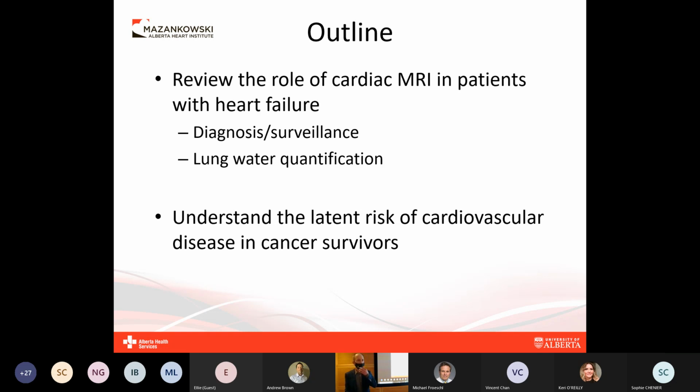And so today I'm going to provide an overview of the role of cardiac MRI in patients with heart failure, highlighting some of the work that we've done looking at diagnosis and surveillance of heart failure, and then some interesting work we've done with lung water quantification in patients with or at risk for heart failure. And then I'd like to talk about how we've used MRI to offer some insights into understanding the latent risk of cardiovascular disease in cancer survivors.